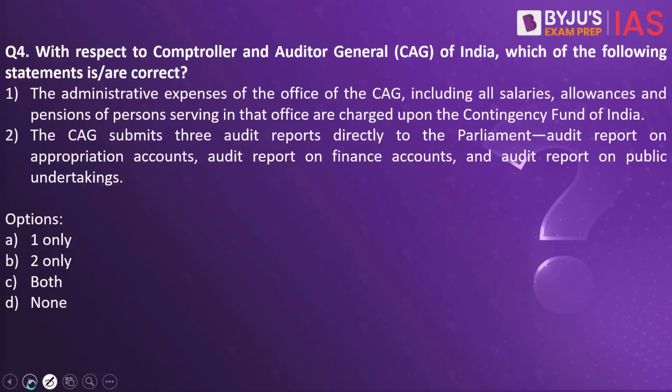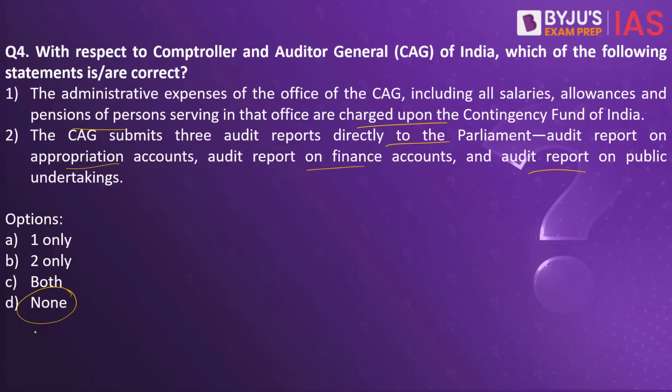With respect to Comptroller and Auditor General of India, which of the following statements are correct? The administrative expenses of the office of the CAG, including all salaries, allowances and pensions of persons serving in that office, are charged upon the contingency fund of India. The CAG submits 3 audit reports directly to the Parliament: audit report on appropriation accounts, audit report on finance accounts, audit report on public undertakings. The answer to this is none.